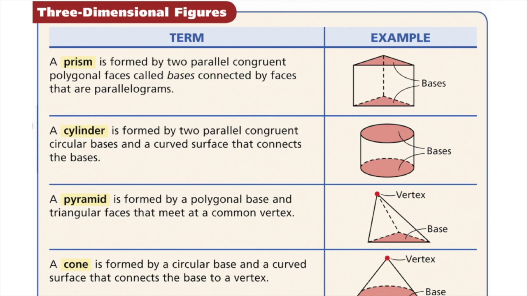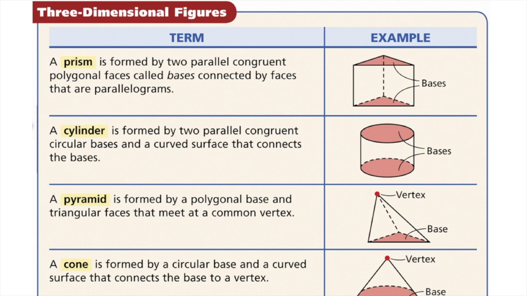The second three-dimensional figure is a cylinder. A cylinder is a lot like a prism, but its bases are circles, and it has a curved surface that connects the bases. The third is a pyramid. A pyramid only has 1 base, and all of its faces are triangles so that they can meet at a common vertex. So they'll all come up to meet at one point.